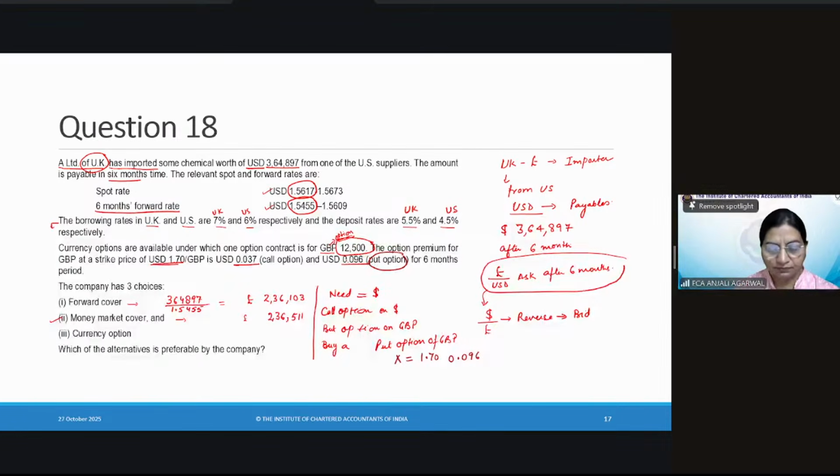Now, how many USD do we require? 364,897. 364,897 would be divided by 1.70, the exercise price. So roughly you need 2,14,645 pounds. Okay.